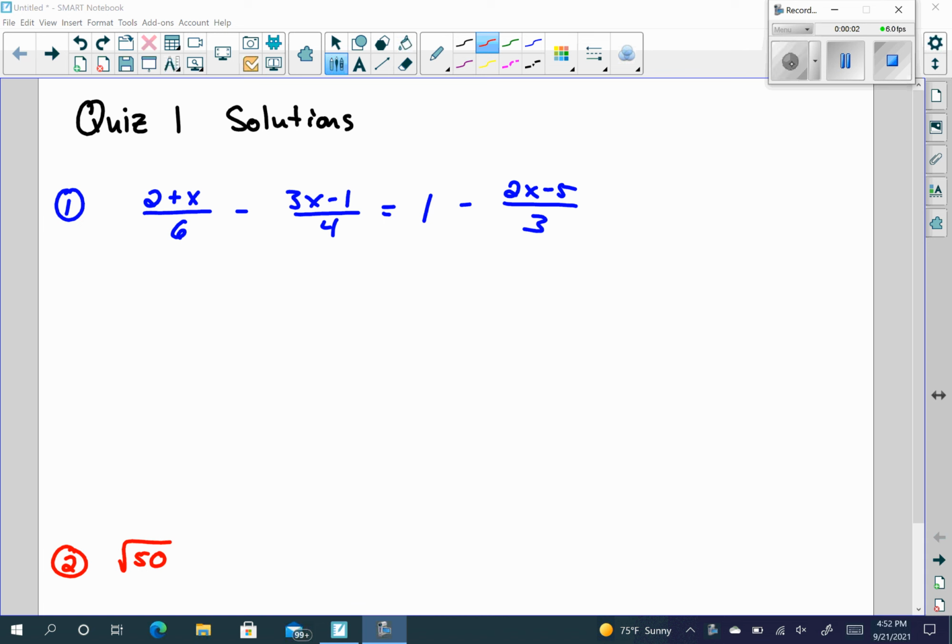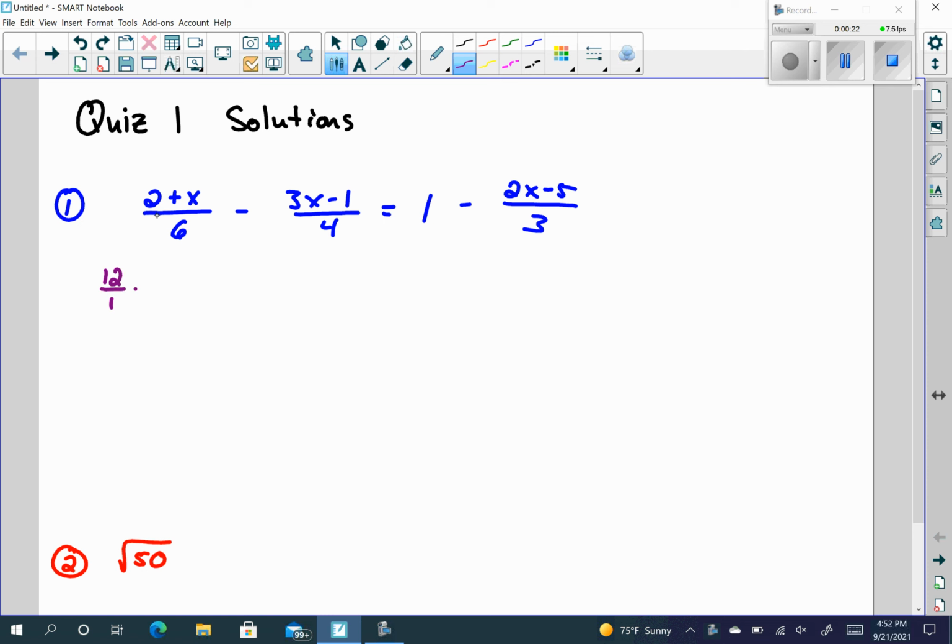Here's every problem to quiz 1 worked out so you could see how I came up with the solutions. So for number 1, we have an equation that does have fractions. If you look at all 3 denominators, we have 6, 4, and 3. So what can they all go into? The LCD here would be 12. So I want to multiply everything here by 12 or 12 over 1.